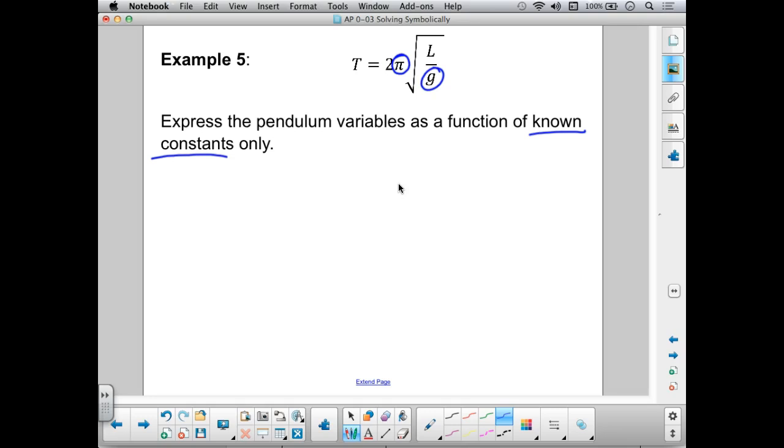Again, g is 9.81 meters per second squared for Earth's surface, and pi is roughly 3.14. It's just a mathematical constant that happens to show up in the universe quite often. T and L, where T is the period of the pendulum and L is the length of the pendulum, are things that vary based on the pendulum itself. So let's see if we can do this example. Ready, set, go.